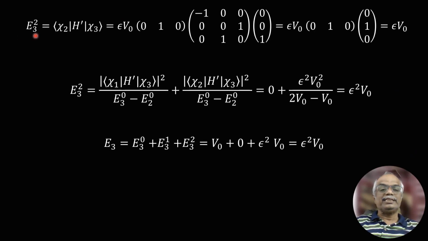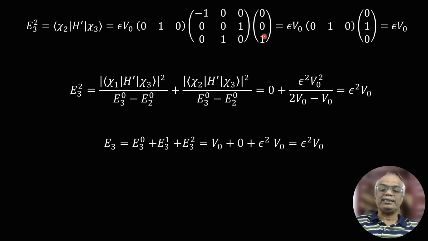So the second order energy correction of eigenstate 3 is equal to, with respect to chi 2. Just now we have seen that with respect to chi 1 it is 0. With respect to chi 2, you use the chi 2 matrix 0 1 0, a row matrix, and chi 3 as usual 0 0 1 is a column matrix, and this is the Hamiltonian matrix, the perturbed Hamiltonian matrix.